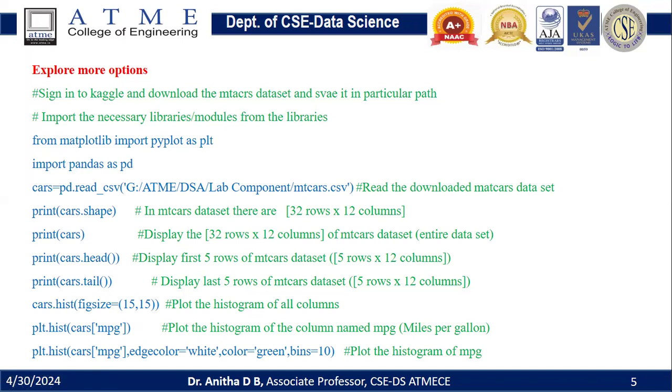Then print cars. Cars contains the complete dataset. So print cars will print the entire dataset, that is all 32 rows and 12 columns. It will display the entire dataset.